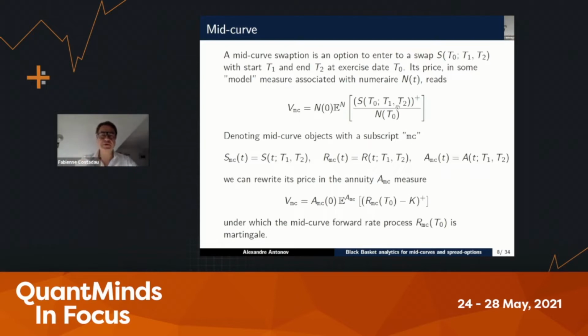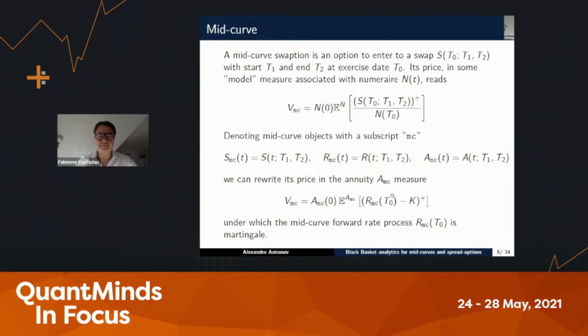Here we denote MC as mid-curve, right? So this MC subscript means mid-curve, and we can also introduce mid-curve objects with this subscript MC. So S_MC is our swap rate from T1 to T2. We can rewrite, of course, this pricing formula in the annuity measure associated with this mid-curve annuity, in a very simple form, under which the mid-curve forward swap rate process is a martingale.